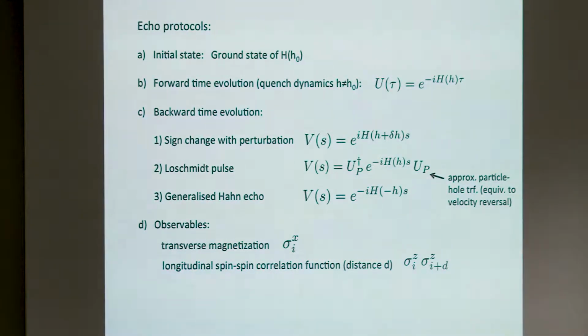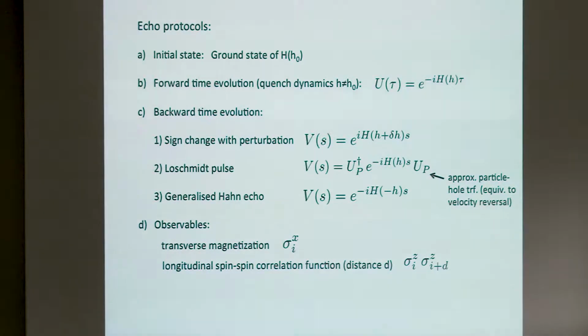Okay, so what we were interested in is studying this kind of echo behavior. We always prepared the system in the ground state with some transverse magnetic field. Then we did the forward time evolution with a different transverse magnetic field, which typically means that observables decay very quickly. And then we do the backward time evolution, and we played with a number of different protocols. For example, this is very much a suggestion by Paris. We just do the backward time evolution, so here we have a plus instead of the minus, but now we change the magnetic field slightly. Or we do a unitary transformation that is very similar to the velocity reversal transformation that Loschmidt suggested. Or we do something like a generalized Hahn echo where we change the sign of this magnetic field.